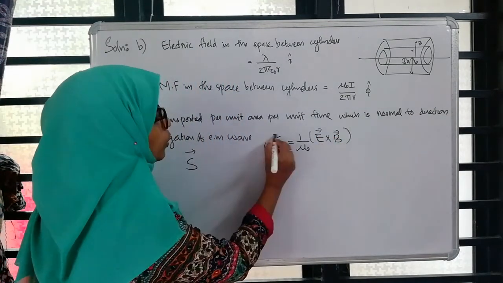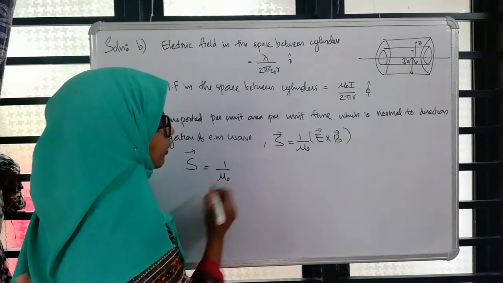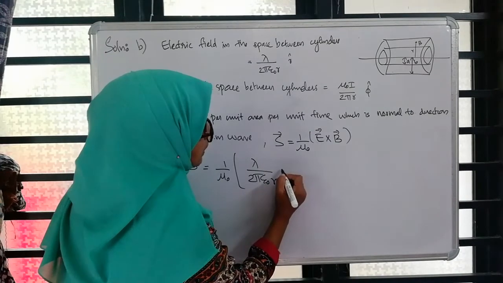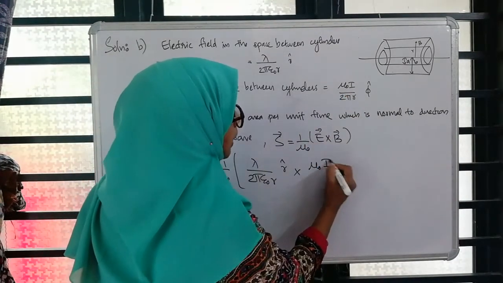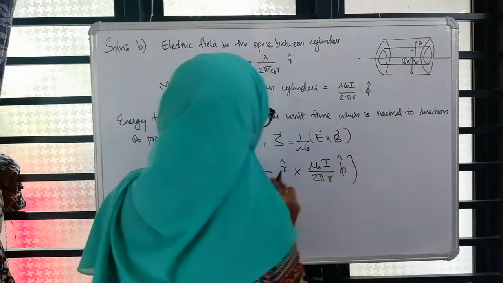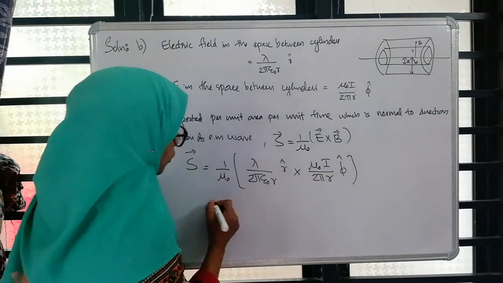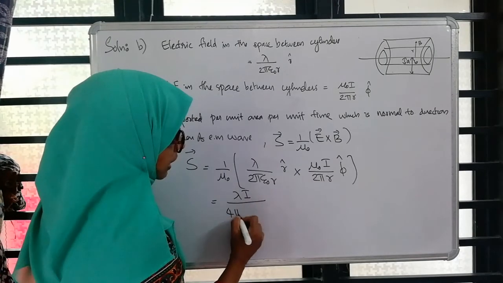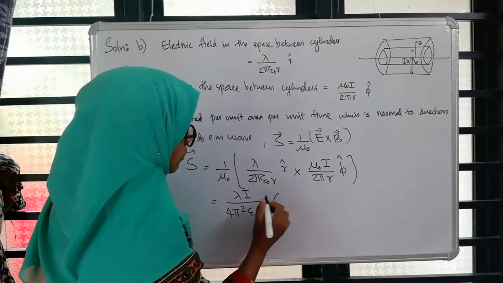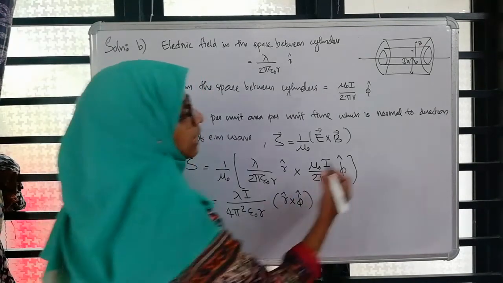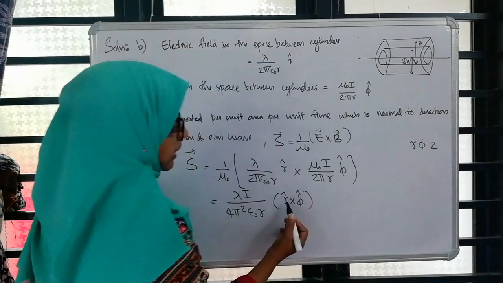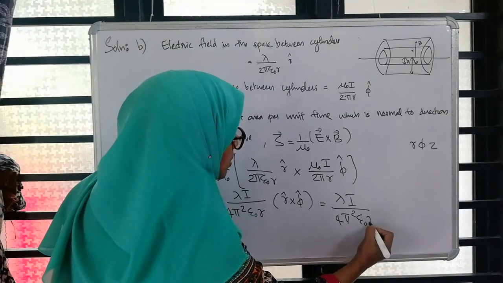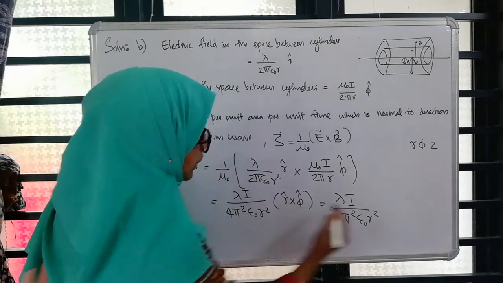That is, the Poynting vector S equals 1 by mu 0 E cross B, where E is lambda by 2 pi epsilon 0 r unit vector r, crossed with B, mu 0 I by 2 pi r unit vector phi. We can take the magnitude terms outside: 1 by mu 0, and mu 0 cancels, leaving lambda I by 2 pi times 2 pi, that is 4 pi squared epsilon 0 r squared, times unit vector r cross phi. As we are dealing with the cylindrical coordinate system r, phi, z, r cross phi equals unit vector z. So S equals lambda I by 4 pi squared epsilon 0 r squared, in the unit vector z direction.